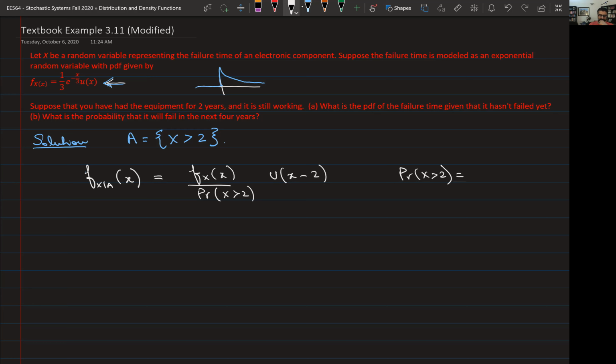This is just the integral from 2 to infinity of (1/3) e^(-x/3) dx. This is equal to e^(-x/3) evaluated from 2 to infinity. I'm sorry, I'm skipping some steps here. This is e^(-2/3). You can clearly see this makes sense. If this was 4 years, this probability would have been smaller. The probability that it's still operational after 4 years is smaller than the probability that it's still in operation after 2 years.